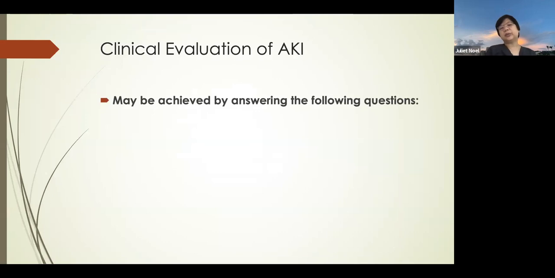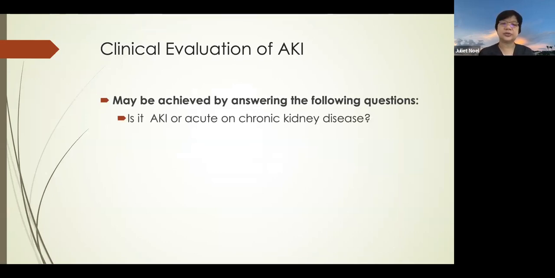So clinical evaluation of AKI may be achieved by answering the following questions. You ask: is it AKI or acute on top of chronic? AKI means purely AKI. It means the patient had normal kidney function, then suddenly had a problem. Or the patient has a stable chronic kidney disease, then suddenly deteriorated. So that's an acute on top of chronic kidney disease.